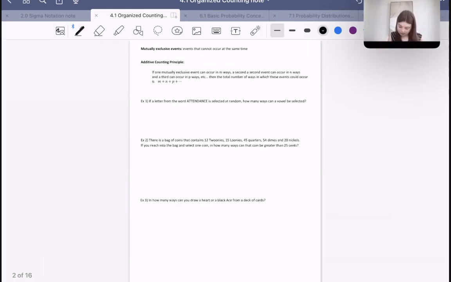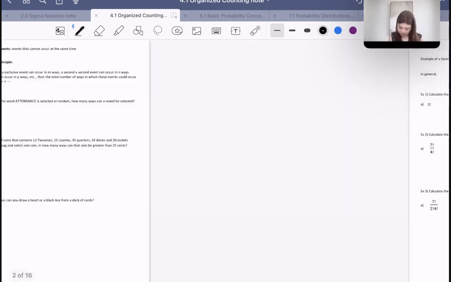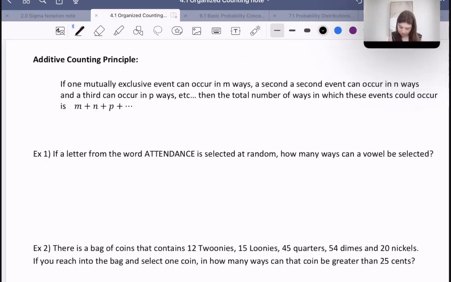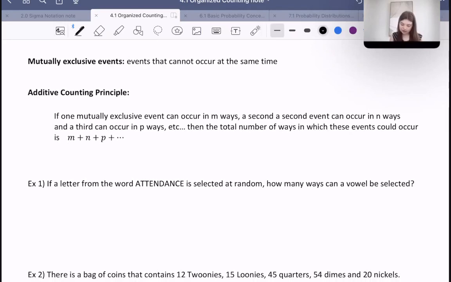All right. Oops, I skipped ahead. The next one is mutually exclusive events that we'll talk about. So we're kind of going to get into a little bit of a different topic here, and we're going to talk about the adding counting principle next. So mutually exclusive events are events that cannot occur at the same time. So I'm going to give an example of mutually exclusive events. For example, somebody cannot be 5 feet tall and also 6 feet tall at the same time. It can't happen. Someone's either 5 feet tall or 6 feet tall or neither.